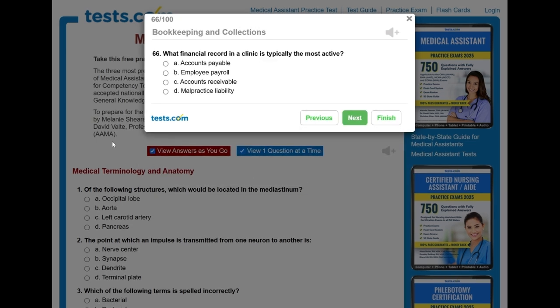Question 66. What financial record in a clinic is typically the most active? A. Accounts payable. B. Employee payroll. C. Accounts receivable. D. Malpractice liability.